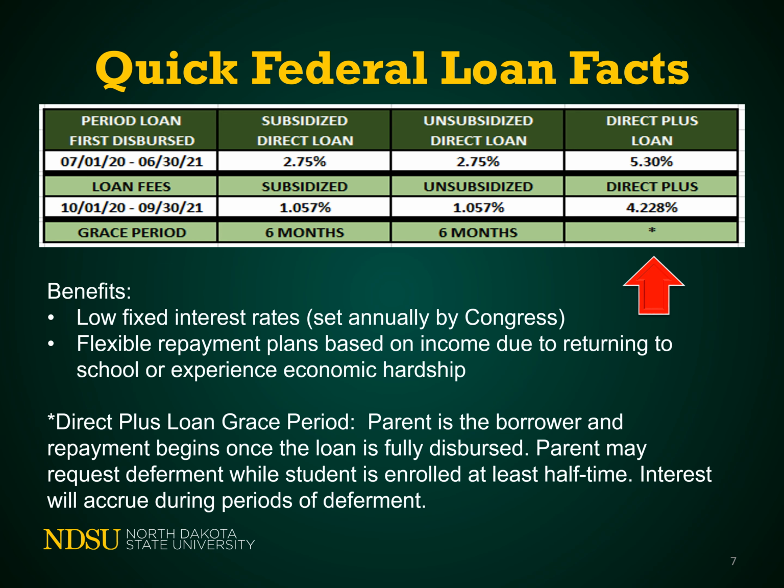By completing and submitting the FAFSA, you are submitting an application to be considered for federal aid, which includes subsidized and unsubsidized loans. These federal loans are offered to the student. Loans are in your student's name and do not require a cosigner. These two loans are similar. They have the same interest rate, origination fees, and grace periods.